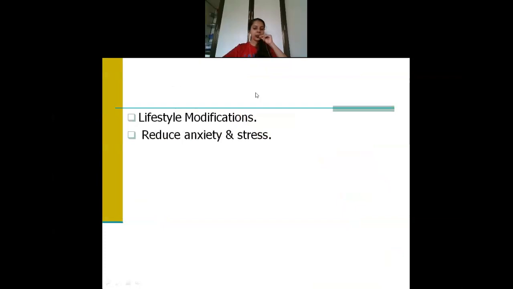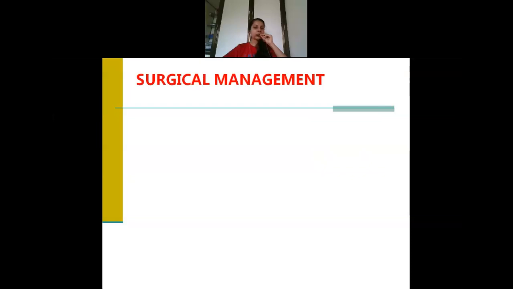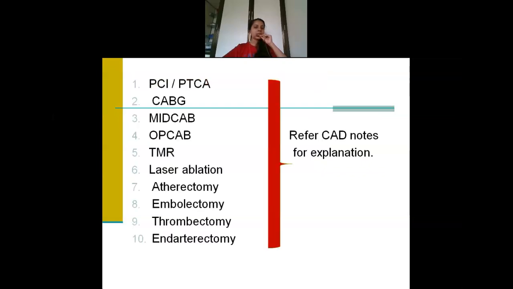So teach the patient regarding lifestyle modification and how they can reduce the anxiety and stress that we have already discussed, like relaxation therapy or yoga. Next is surgical management. This I have already taken in IHD or coronary atherosclerosis, so I am not going to repeat it. That is PTCA, CABG, mid cap, op cap. TMLR as well as laser ablation I will deal with now. Atherectomy, embolectomy and thrombectomy are also dealt with.